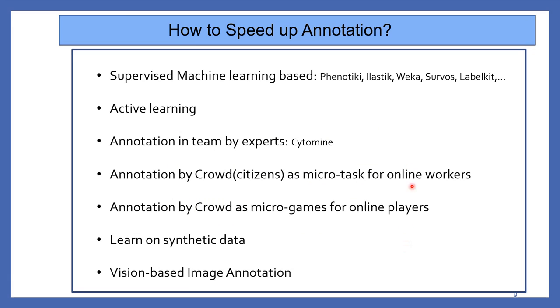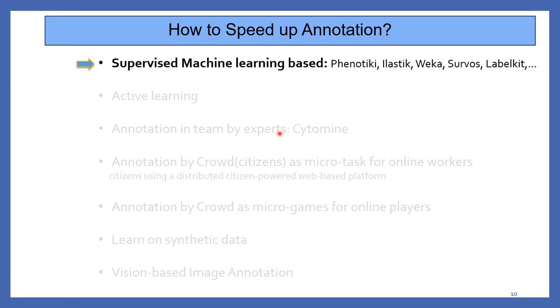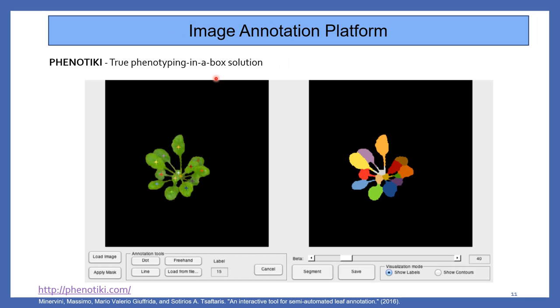We can define different strategies, which in this presentation I will follow one by one. The first one is using available platforms that use machine learning in the backend to speed up image annotation. For example, Phenotiki is an annotation tool relying on interactive graph-based segmentation. It is a semi-automatic application for segmenting leaves in images of plants.